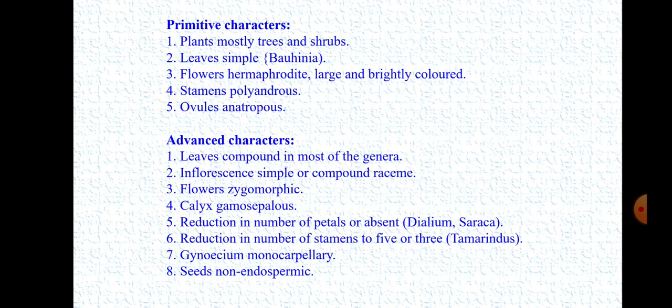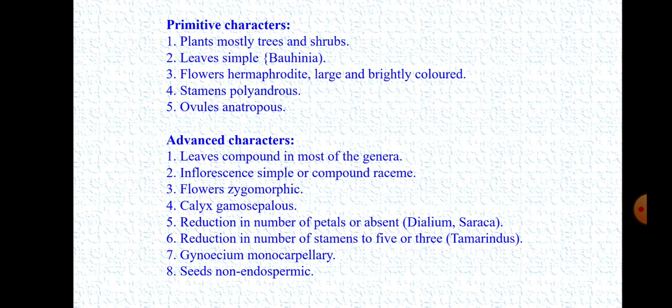So let us see the primitive characters as well as the advanced characters. Which are the primitive characters of this family? Generally, the plants are mostly trees and shrubs. The leaves are simple, as in the case of Bauhinia. Flowers are hermaphrodite, that is bisexual, large and brightly colored. Stamens are polyandrous, ovules are anatropous. So these are the primitive characters of this family.